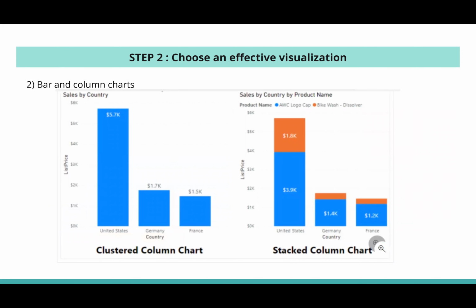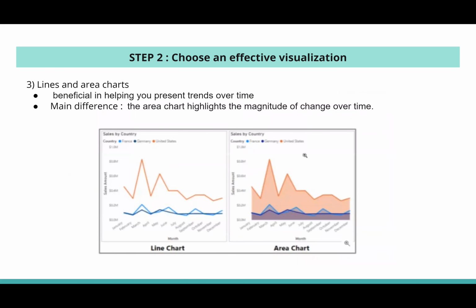I think we are already familiar with this, and Kian, I think, the presenter before this, already used the clustered column chart and the stacked column chart. These are the most basic ones that I always see. But the third one is the line and area chart. You can use this one to highlight the magnitude of change over time. There are line and area charts here.